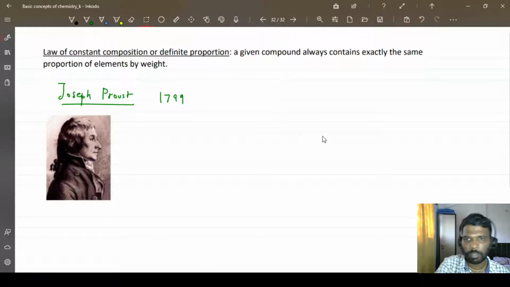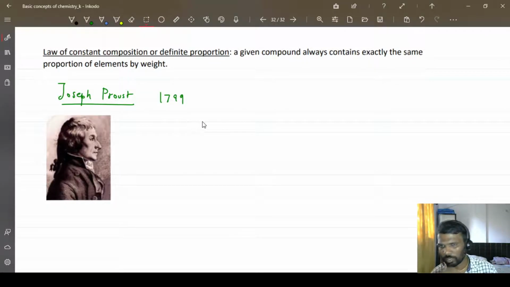This image is better. This was a law given by Joseph Proust in 1799. He is a French chemist. According to the law, a given compound always contains exactly the same proportion of elements by weight.